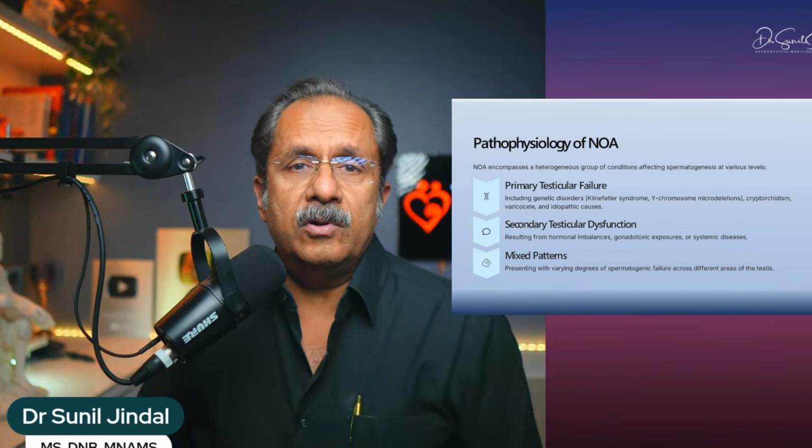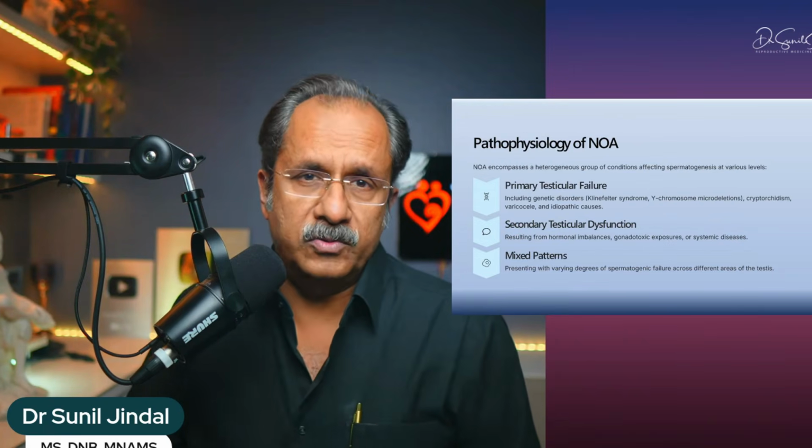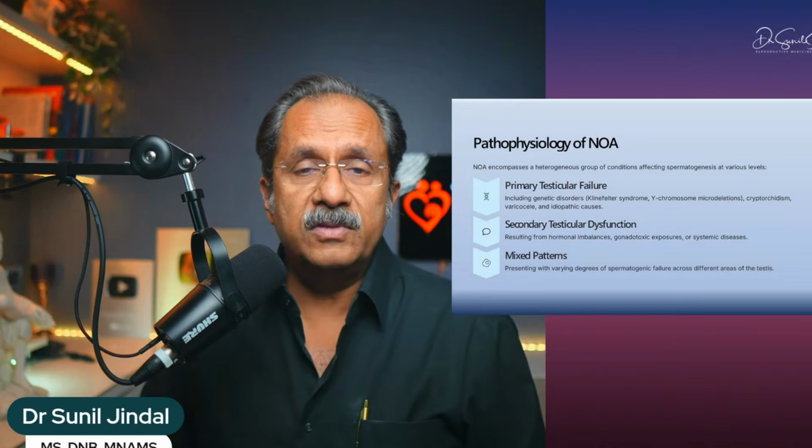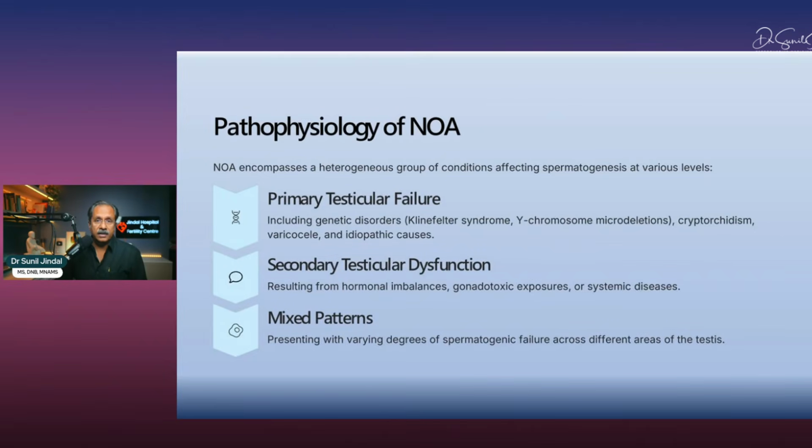Now, let me talk about the pathophysiology of non obstructive azoospermia. So, obstructive, we have understood that obstructive could be in the vas, it could be in the epididymis, it could be in the prostatic area, could be in the seminal vesicle area. But non obstructive azoospermia is something very interesting which we need to understand.